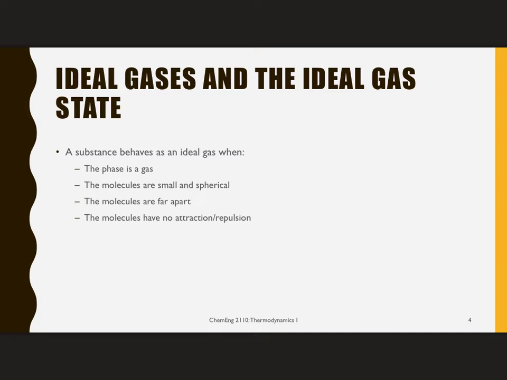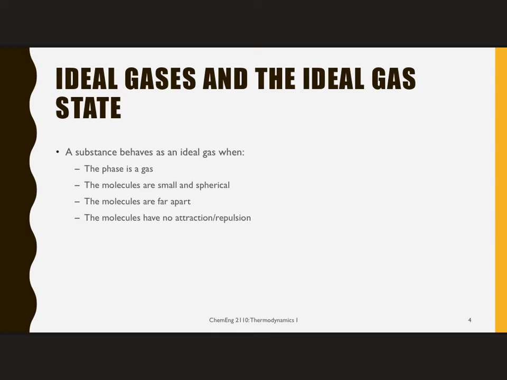The first equation of state that we all know and love is the ideal gas equation of state. A substance behaves as an ideal gas whenever, first of all, the phase is a gas phase. A liquid will never be an ideal gas. A solid will never be an ideal gas. Being a gas is critical to being considered an ideal gas.